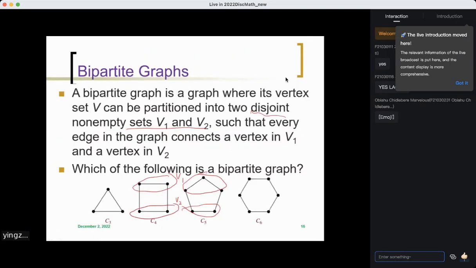For example, you can say it is like this. This is vertex set 1 and vertex set 2, so there is nothing in common. And similarly for this one, you can also do it like this. This is vertex set 1 and vertex set 2, and they have no common vertex. So it can be seen as a bipartite graph, depending on how you derive it.